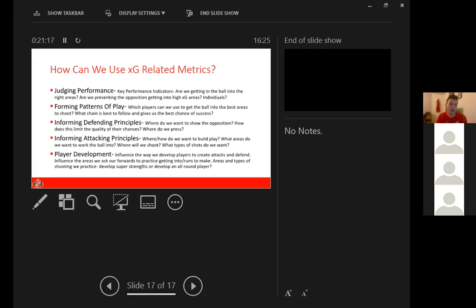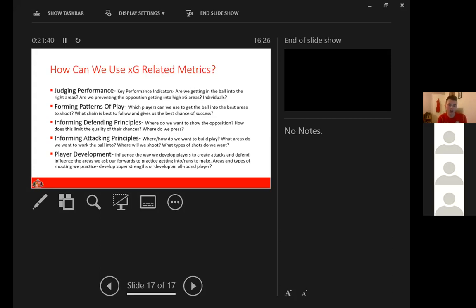So if you're working with a forward player, do you want them to be making runs that are going to get high xG areas? How do we balance that with what we need? Areas and types of shooting practice. So do you want to develop a super strength or do you want to develop an all-around player? With someone like Giroud, he is really, really good at heading, so if you're looking for a good header of the ball, you would likely go and look at him.